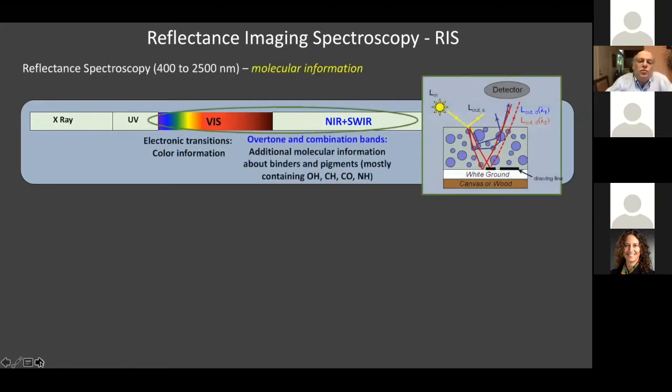We are essentially working in the range of the visible and the near infrared, or called SWIR, depending on your discipline. We're looking at overtone and combination bands in the near infrared from functional groups like hydroxyls and carbonates. In the visible, we're obviously looking at electronic transitions that provide information about color.